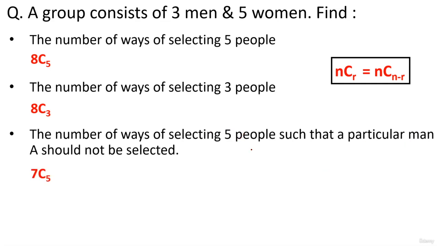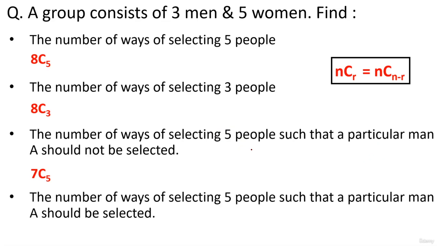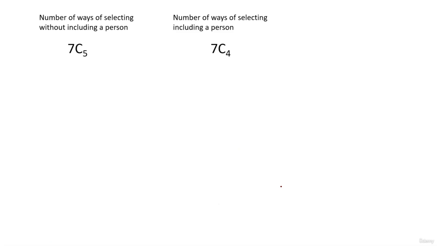Okay. Next, similar question. The number of ways of selecting 5 people such that a particular man A should be selected. अब constraint ये है guys, of the 5 people that need to be selected उनमें से एक तो होना ही चाहिए as A. तो 5 में से अगर मैंने एक आदमी A select कर लिया, there are remaining 4 people, right? So from the remaining 2 men and 5 women, that is 7 people, I now need to select only 4 people. This can be done in 7C4 ways. So number of ways of selecting without including a person, we got 7C5, and number of ways of selecting including a person, we got 7C4, right?